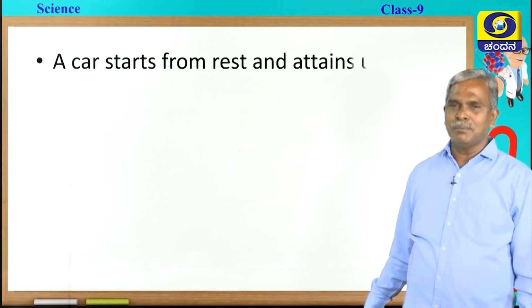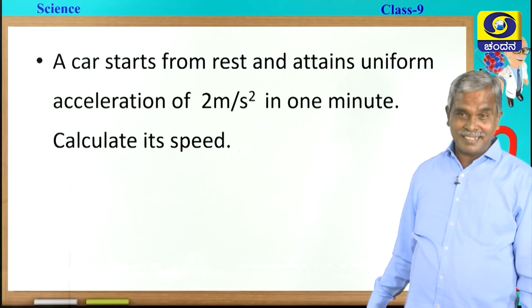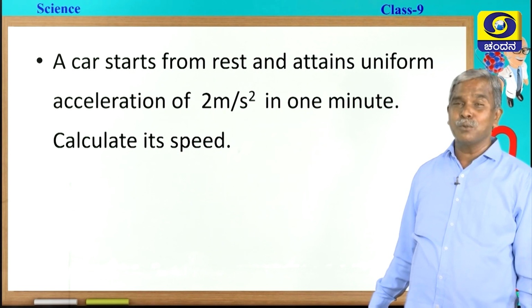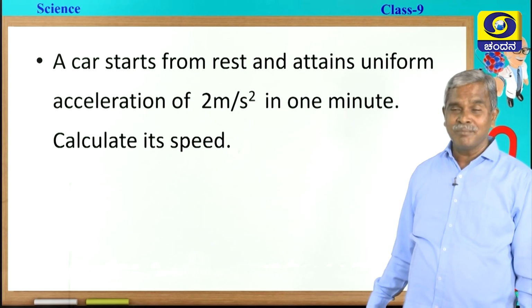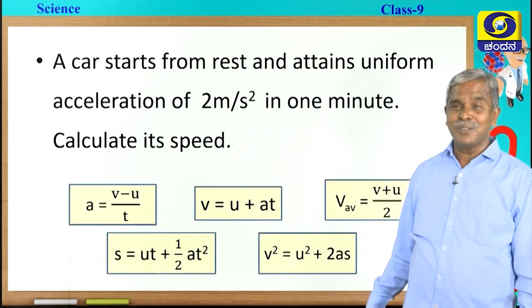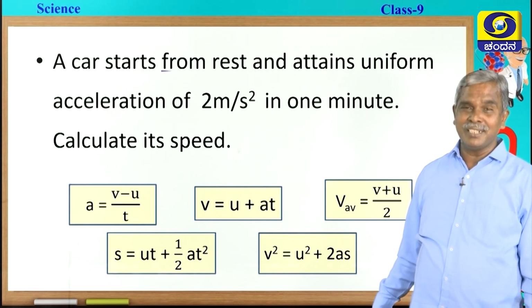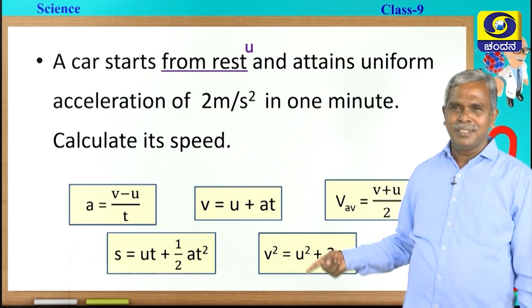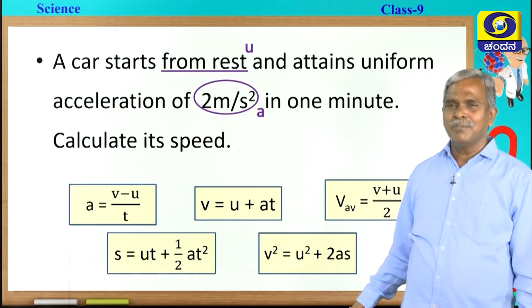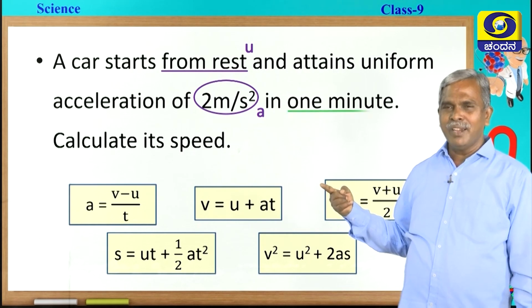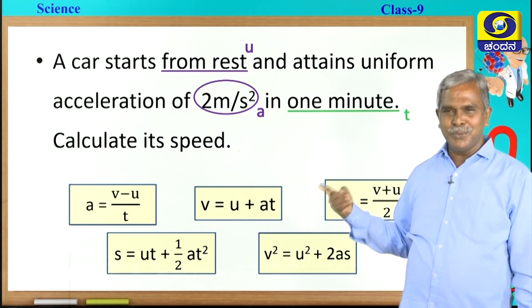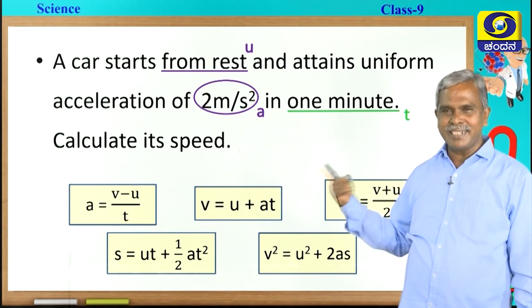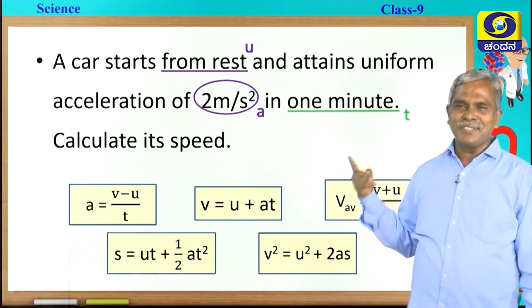Come to the second problem. A car starts from rest and attains a uniform acceleration of 2 meter per second squared in 1 minute. Calculate its speed. Let us see what physical quantities they have given before selecting an equation. Rest means they have given u, it is equal to 0. Uniform acceleration, a they have given, 1 minute, t they have given. So they have given u, a and t. We need to find the speed.